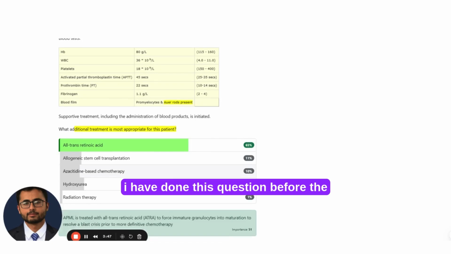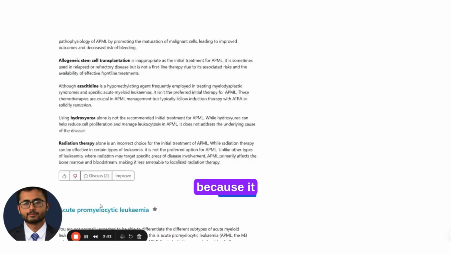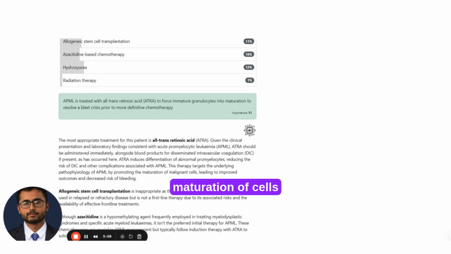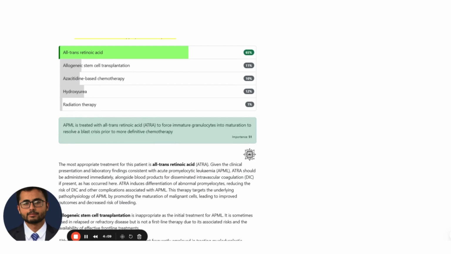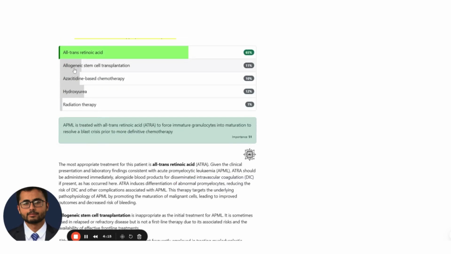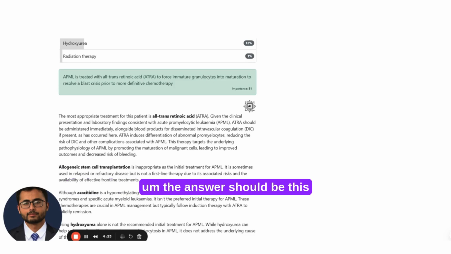I have done this question before. The answer is all-trans retinoic acid, because it helps with the maturation of the cells. It is particularly given in APML. Okay, APML is treated with ATRA. Now, as you can see, the explanation is kind of adequate. Given the clinical presentation and the findings consistent with this, the answer should be this.